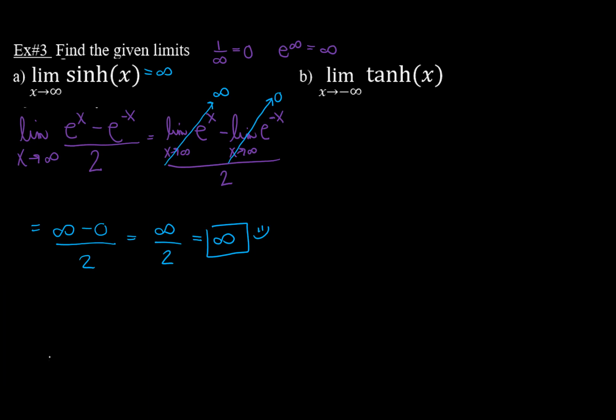Let's look at it again for the tanh. So keep in mind that limits are, as you know, different than derivatives. You don't have to use a quotient rule for these things. You can split them up. And think of this as the limit of the sinh of x divided by the limit of the cosh of x.